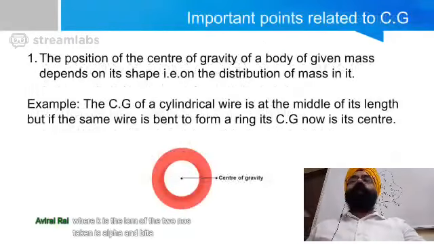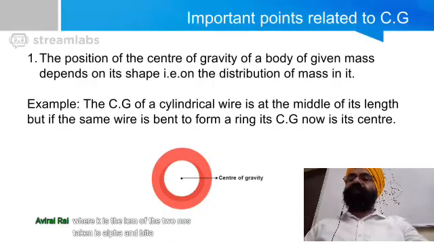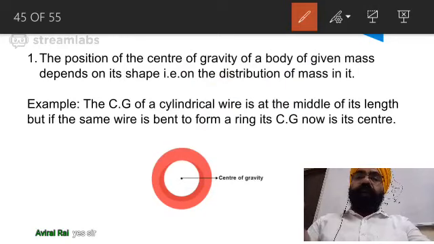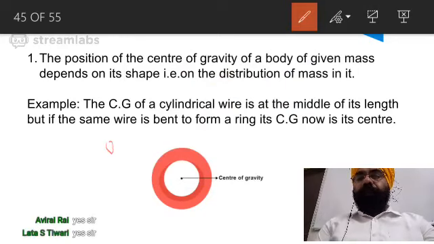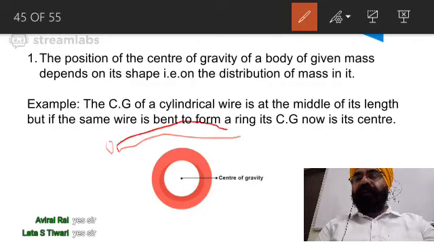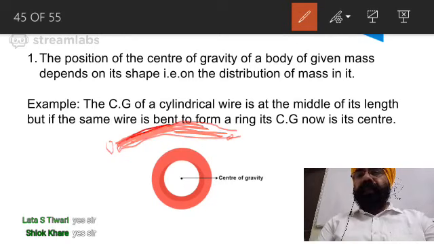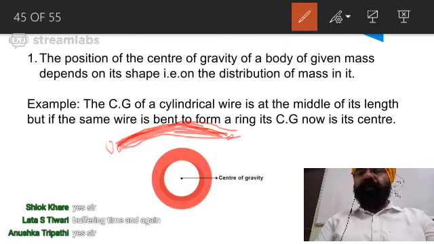Okay, now there are some points related to the center of gravity. The first one is that the position of center of gravity of a body of given mass depends on its shape, that is the distribution of its mass. I'll again pick up my pen and give you an example. Suppose I have a cylindrical pipe like this, red in color, and when I find out the center of gravity of this pipe, it will be somewhere in the middle over here, acting over here like that.